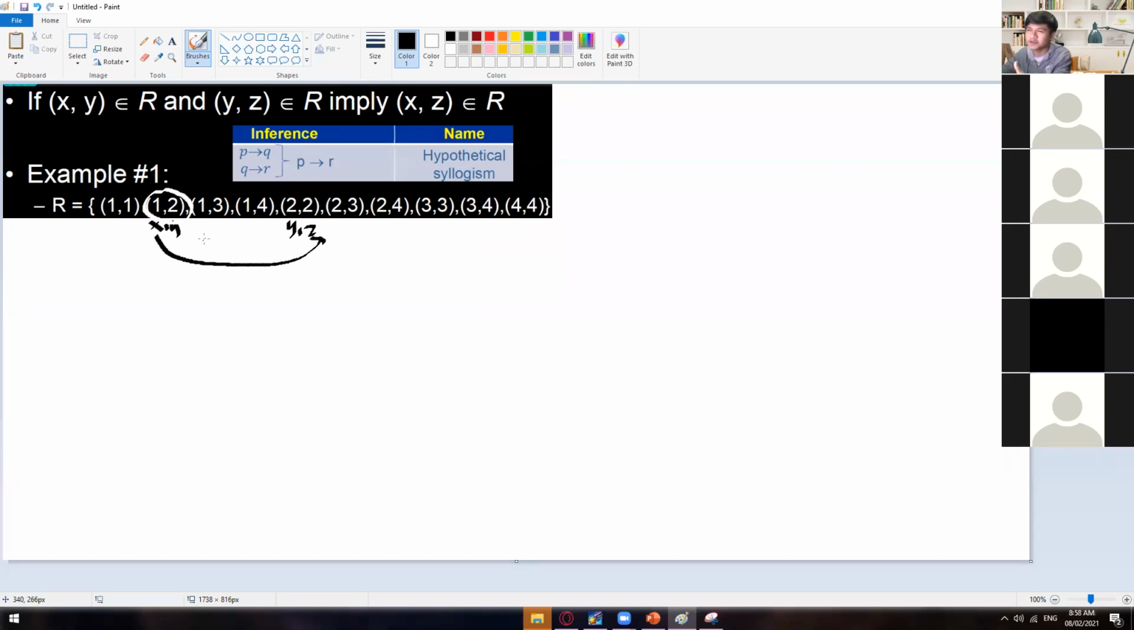Can you guys follow how we check this relation step by step as a transitive relation? Yes, sir. All right, so again, if we have x, y and then y, z, we should come up with another ordered pair, which is x, z. I would like you guys to verify the remaining ordered pairs, whether they make a complete transitive relation.